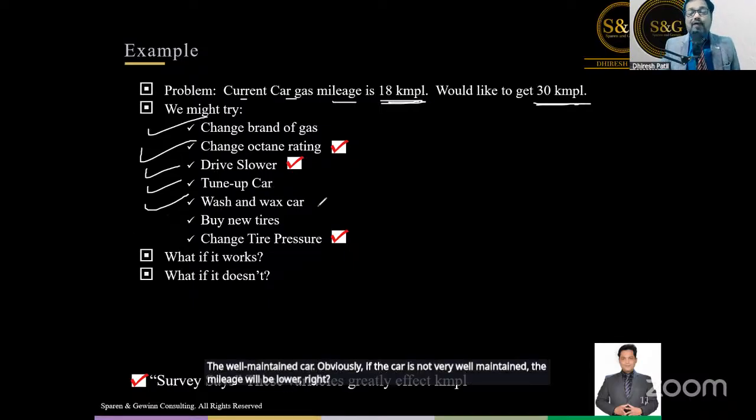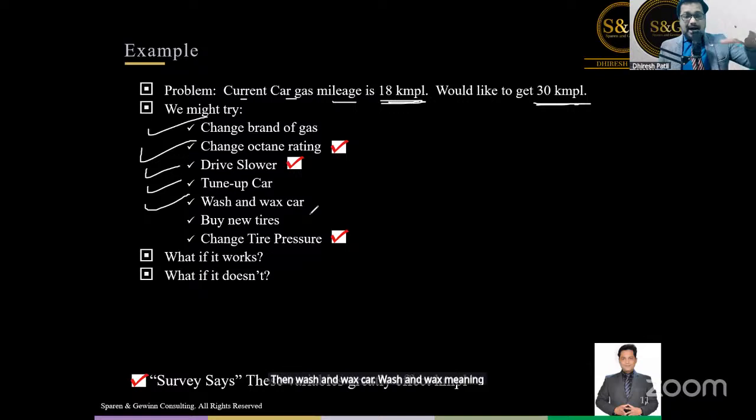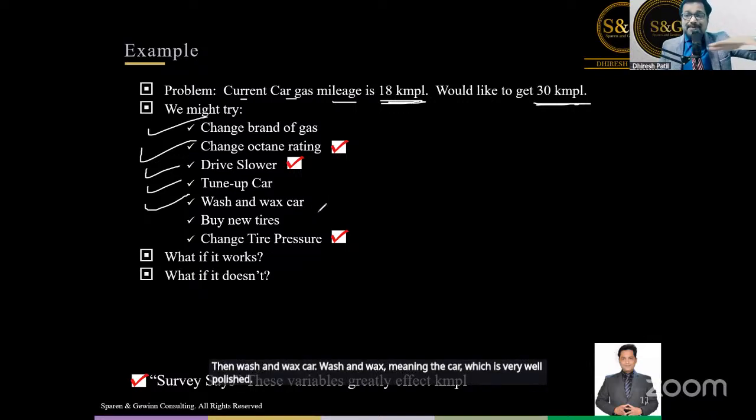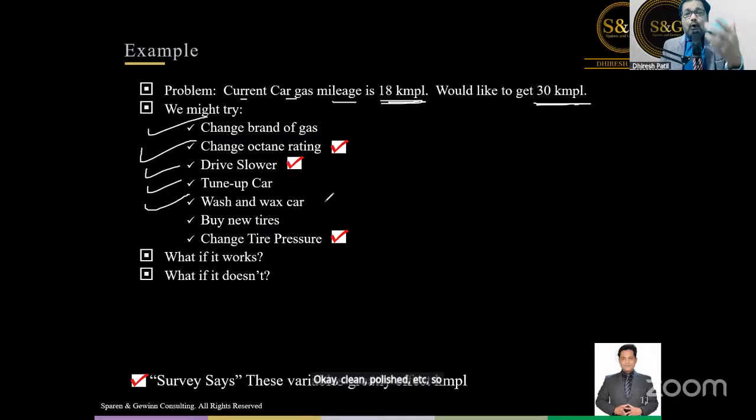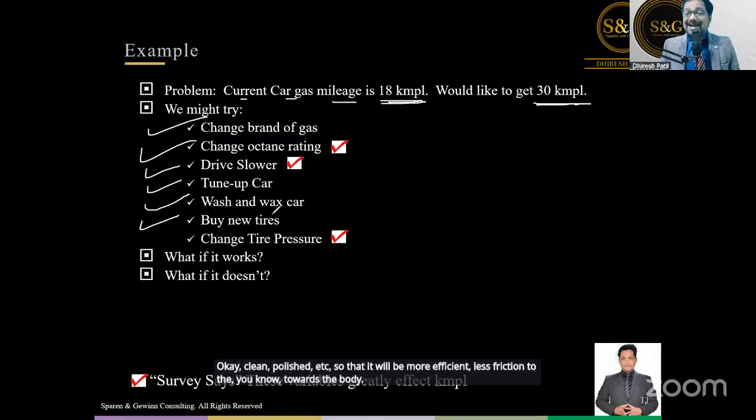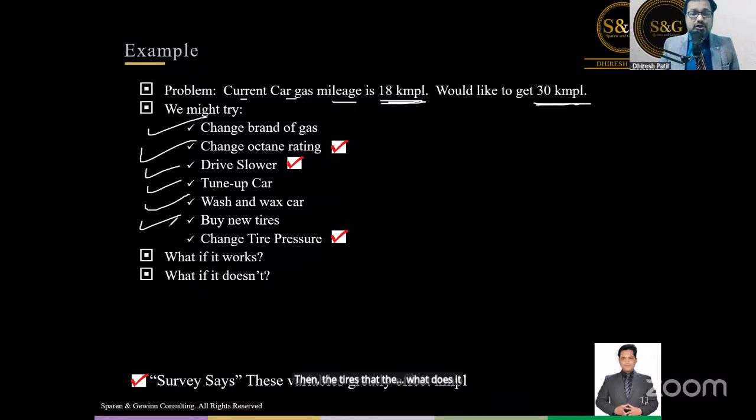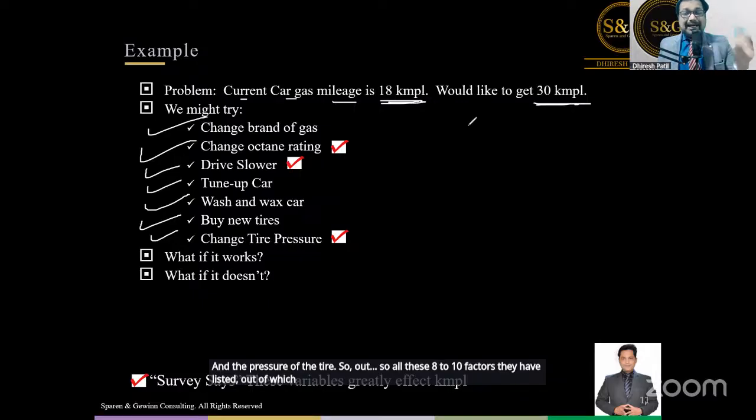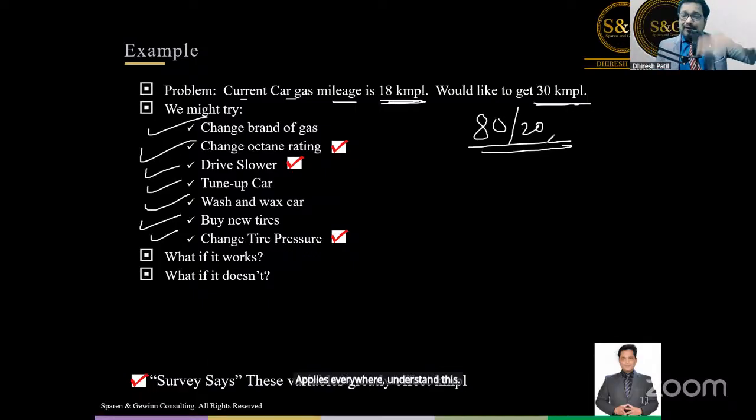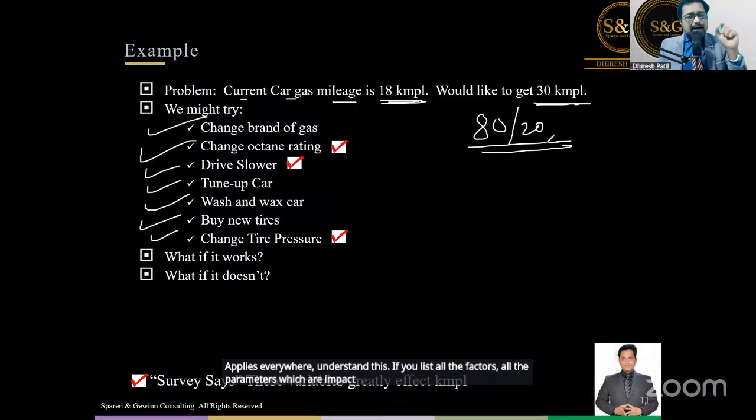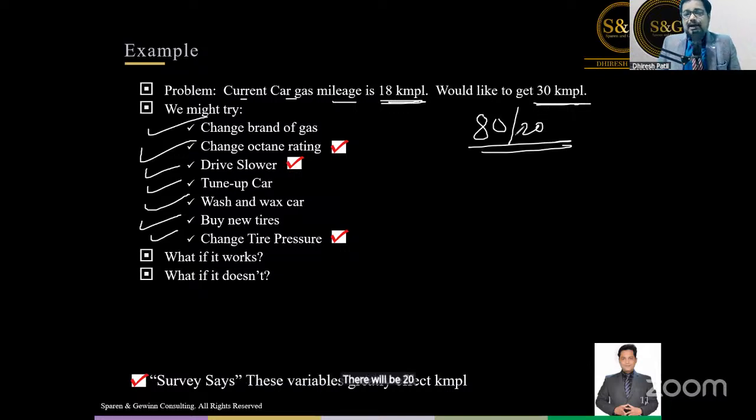Then wash and wax the car, meaning a car that is very well polished and clean, so it will be more efficient, with less friction towards the body. Then the tires, meaning the tire age and the tire pressure. All these 8 to 10 factors they have listed. See, the 80-20 principle applies everywhere. If you list all the parameters which are impacting, there will be 20% critical parameters which will impact 80% of your performance.